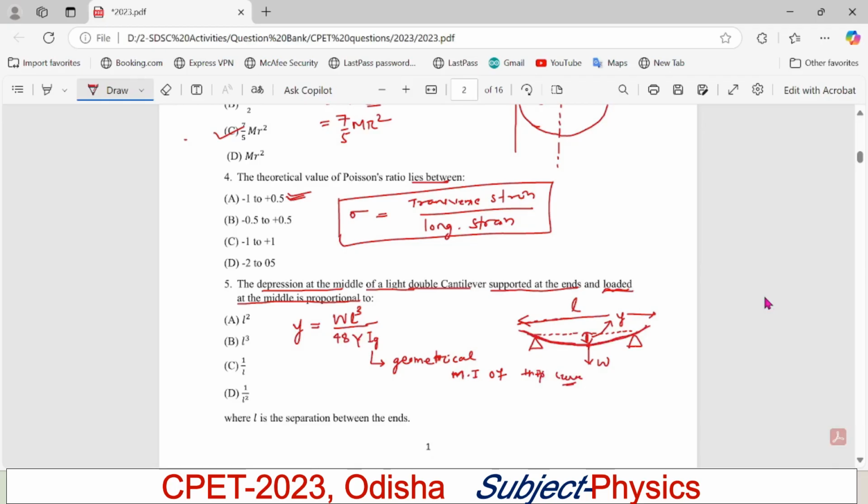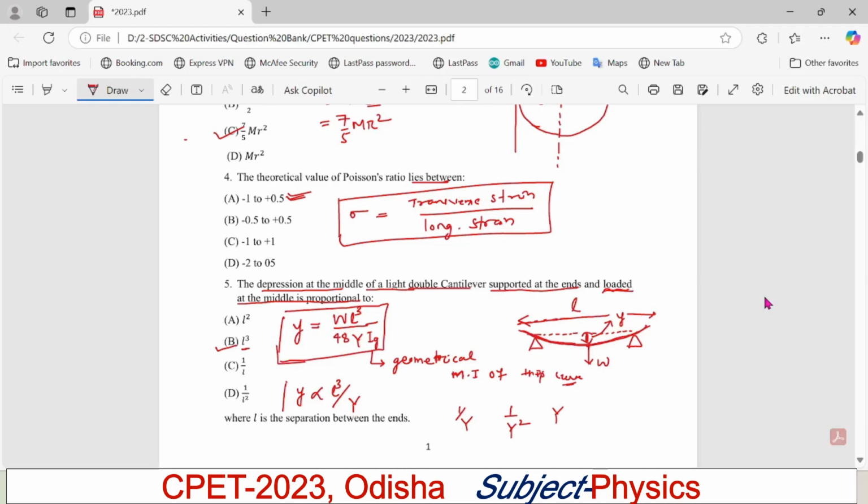So here you can see Y is proportional to L cube and inversely proportional to Young's modulus. For this question, the answer will be B, proportional to L cube. Somewhere you can find Y, or depression, is proportional to 1 by Young's modulus, or 1 by Young's modulus square, like this. So at that time this expression will be useful. You just remember it for the light cantilever.